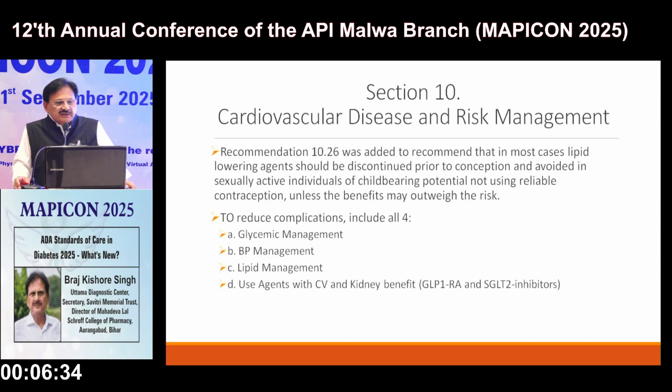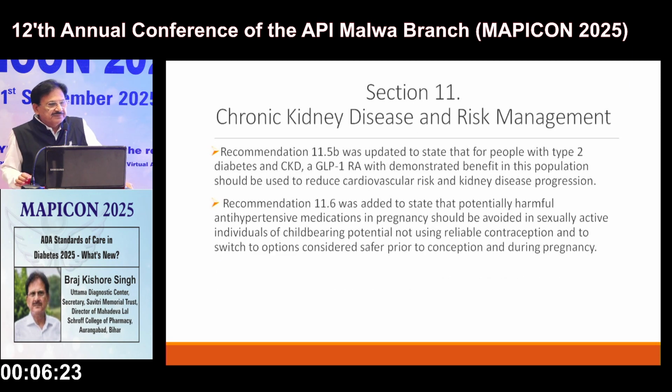And to reduce complications, there is glycemic management, BP management, lipid management and use of agents with kidney benefit, like GLP-1 receptor agonists and SGLT2 inhibitors. In chronic kidney disease, as I have already said, GLP-1 receptor agonists with demonstrated benefit in the population should be used to reduce cardiovascular as well as kidney disease progression. So GLP-1 receptor agonist has come in a big way in the management of diabetes.